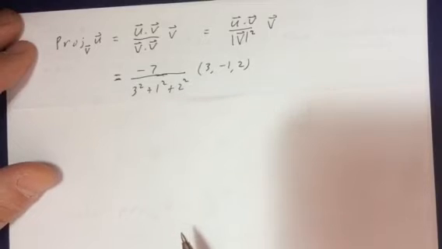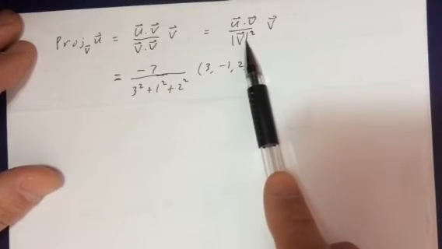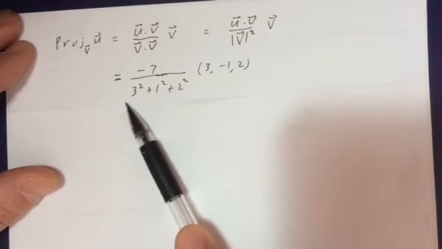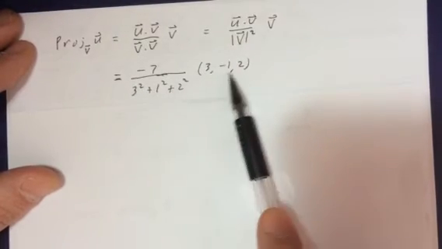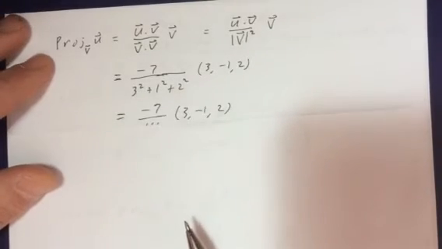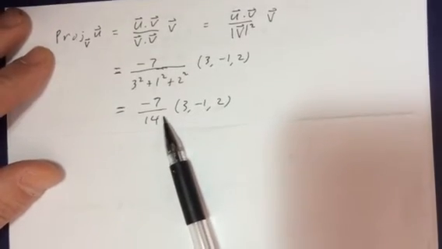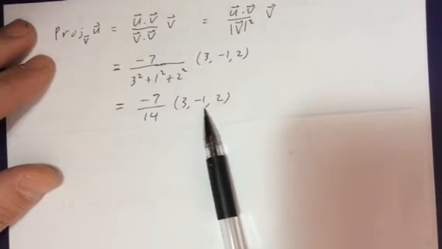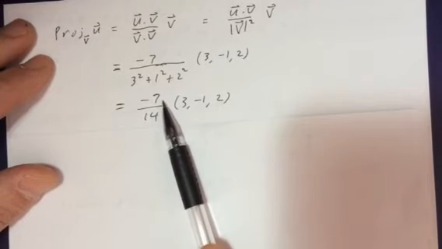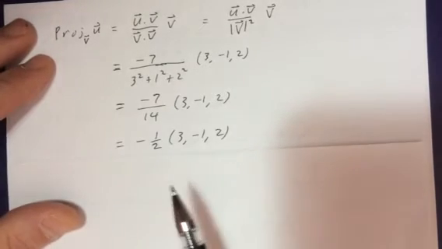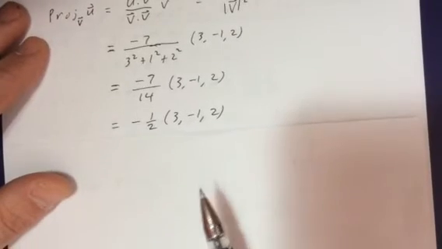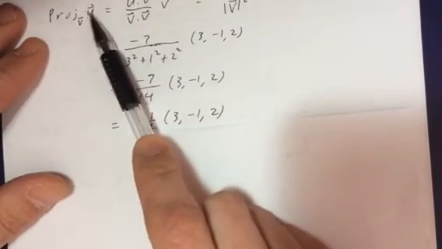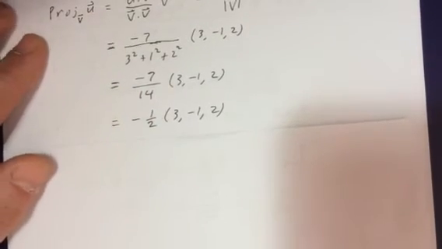Plug it all into those formulas. I'm using this one here. The magnitude of v is the square root of all this, but then you square it, gets rid of the square root. Then you multiply it by the vector v. So you get negative 7 over 14 times vector v, which is going in the opposite direction of vector v, and it has 7/14 of the size, which is negative 1/2. So 1/2 the size of vector v in the opposite direction is the projection of u onto v. And that's in 3 dimensions.